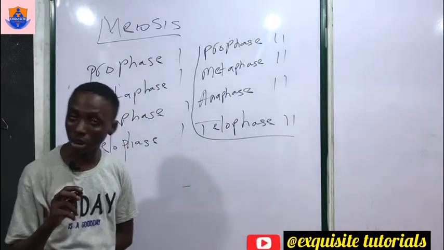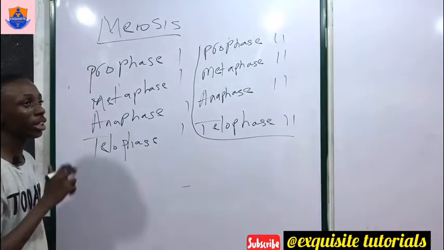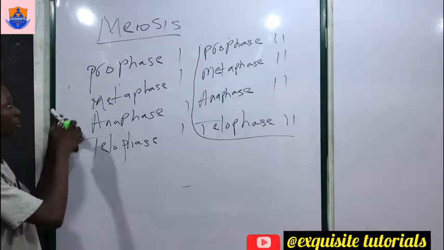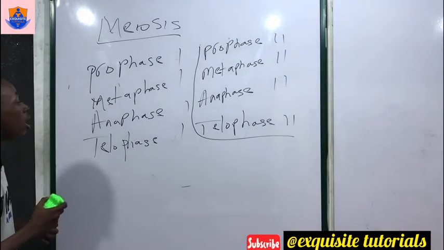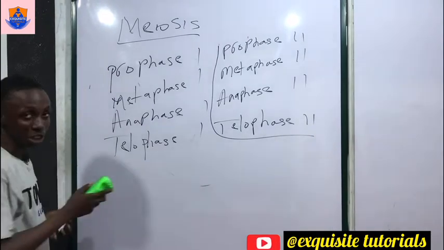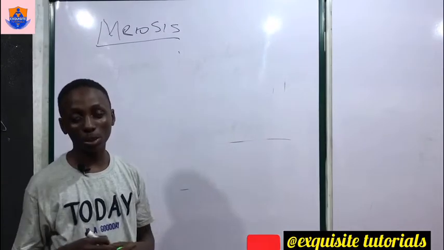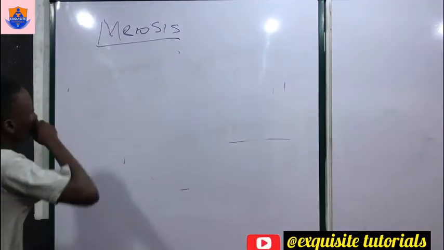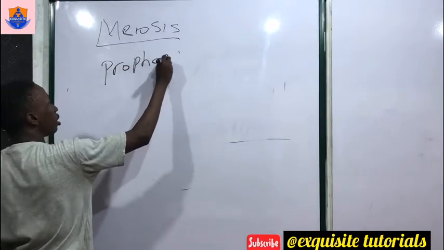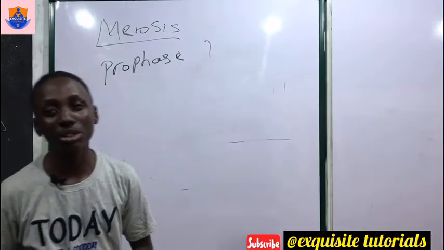Now, the most peculiar process, where the actual separation or division of chromosomes takes place, is in prophase 1, metaphase 1, anaphase 1, telophase 1. We're going to be looking at all 8 processes one after the other. Now, we're going to be looking at prophase 1. I'll call this the most complex process of meiosis.